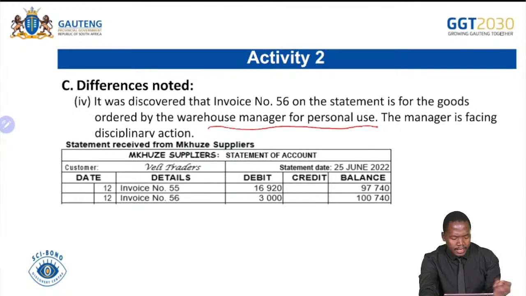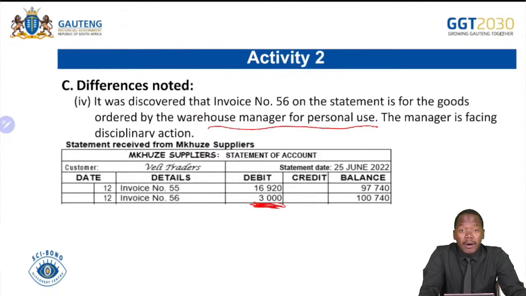Now, as you can see, there is an invoice for 3,000. Now, that invoice, remember, is not appearing in our books because we didn't know about it. The bookkeeper didn't know about it. It was not authorized, so it's appearing on the statement. But for now, since we're having disciplinary action against that particular manager, we will take that as our expense, as our liability.